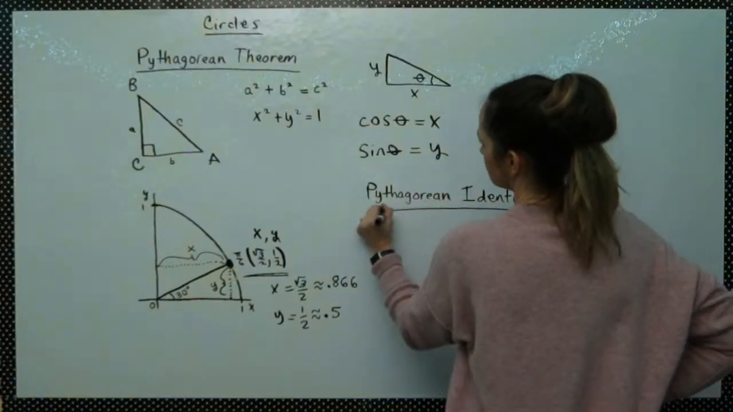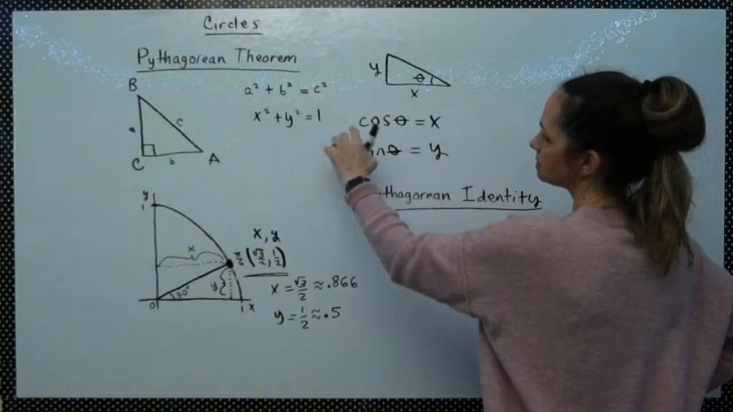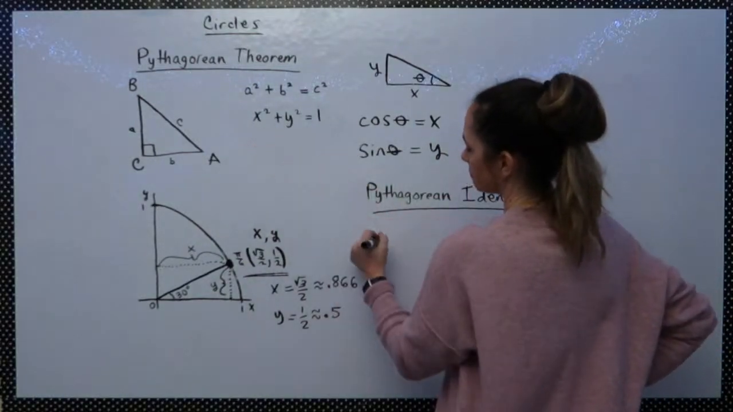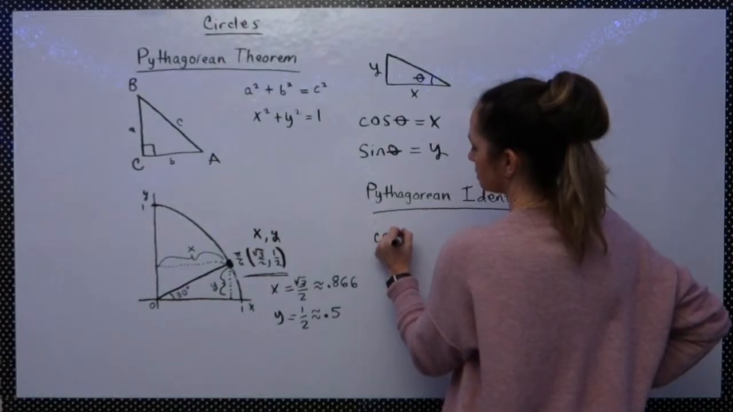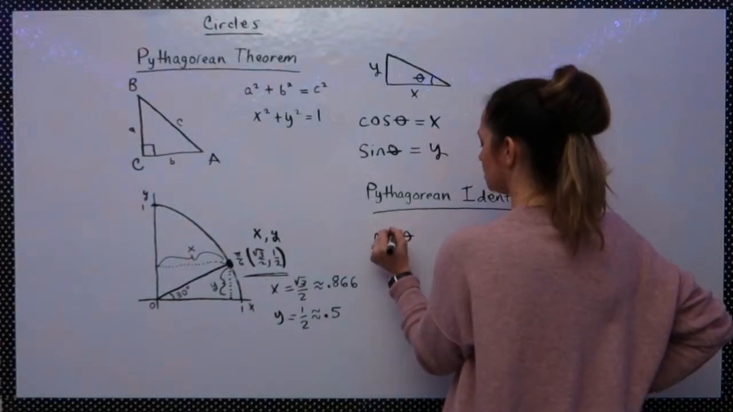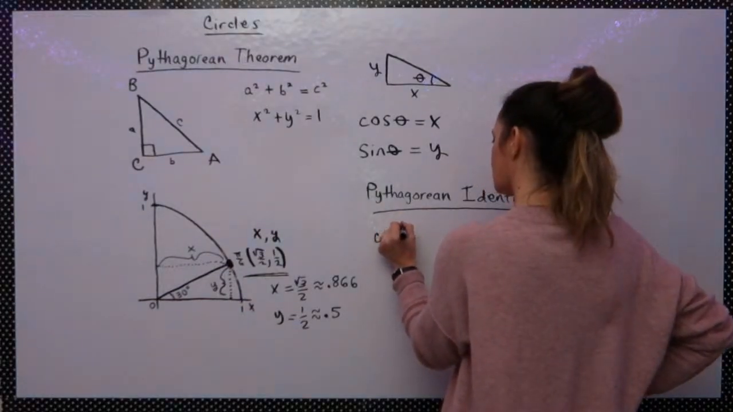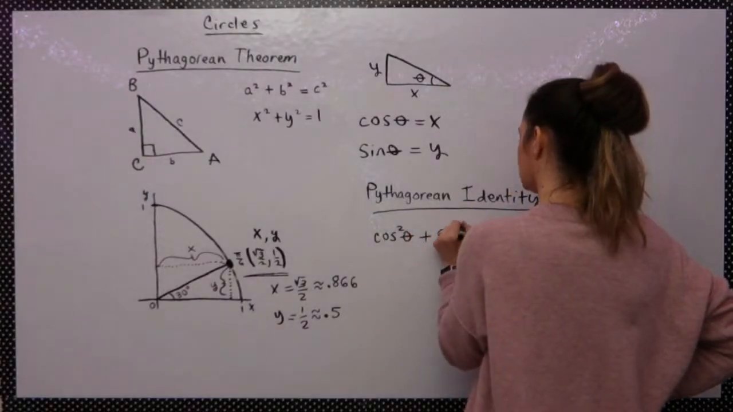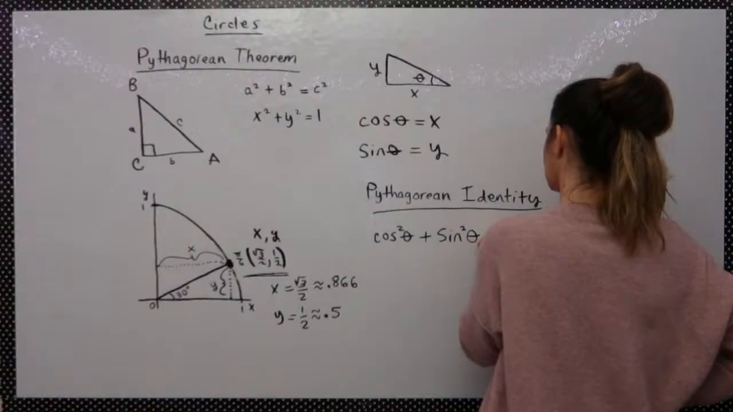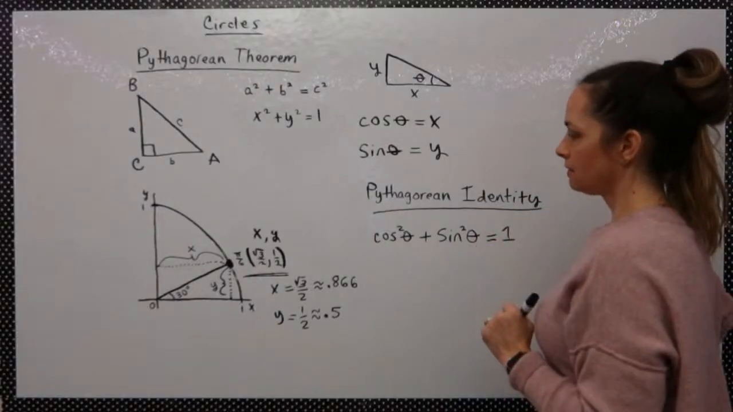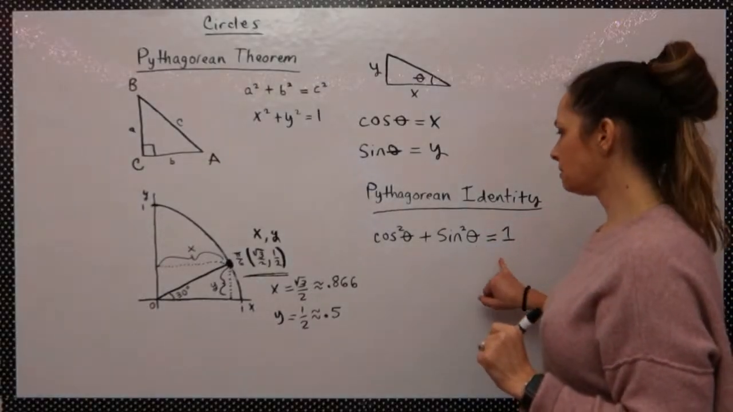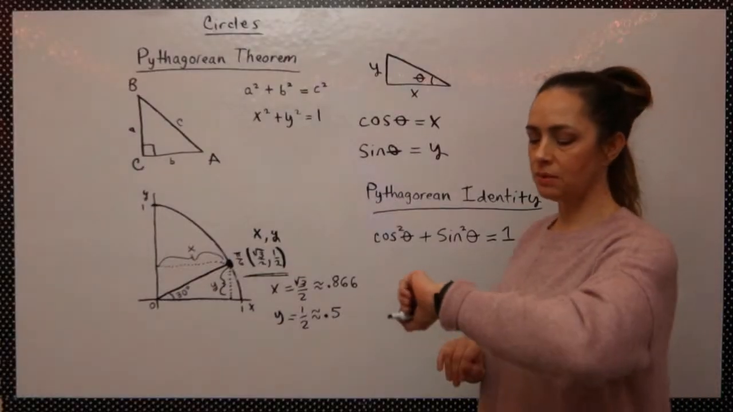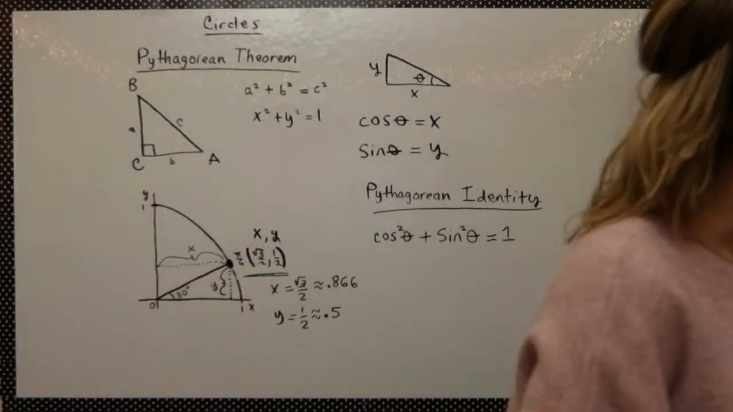The identity is just plugging into this equation cosine, and you get cosine theta squared plus sine theta squared equals the quantity 1. And then I'm hoping to maybe talk more about this next time.